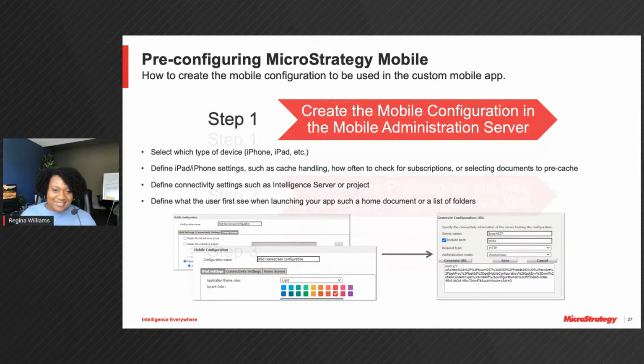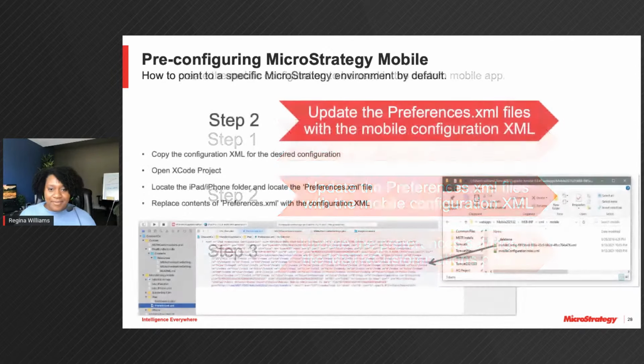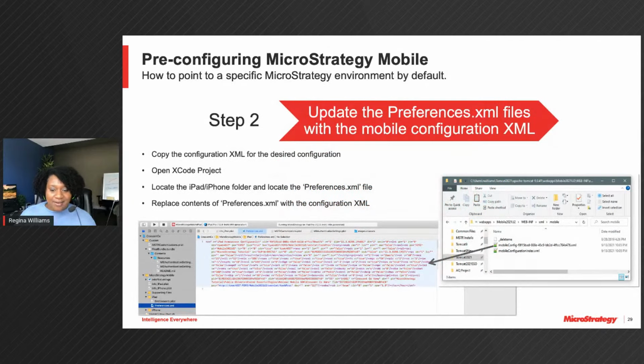Okay, the next slide. Step 2 is to now take that mobile configuration XML and embed it inside of our Xcode project in the preferences XML file. And for the steps to do that, once your admin has modified and created the mobile configuration, the content of that configuration will be on the mobile server inside of the XML mobile folder. The content in that file will get copied over to our preferences.xml inside of the project.